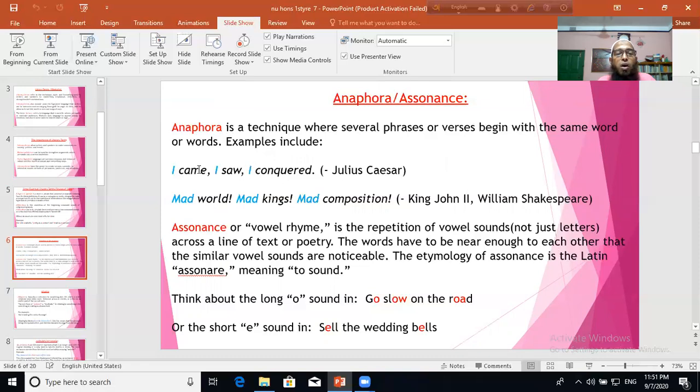So repetition of the same starting word in a phrase. Mad world, mad kings, mad composition. So this is an example of anaphora.